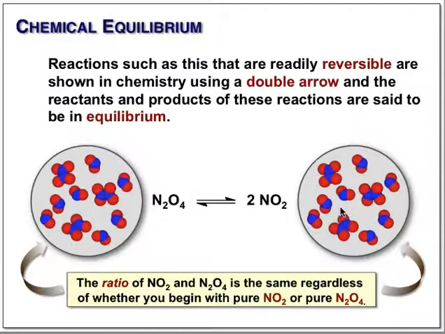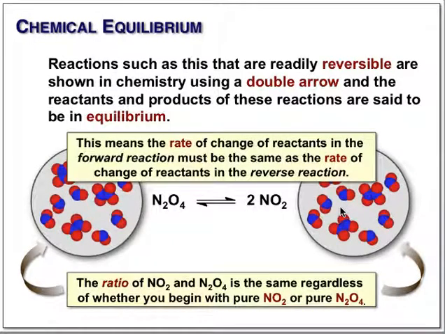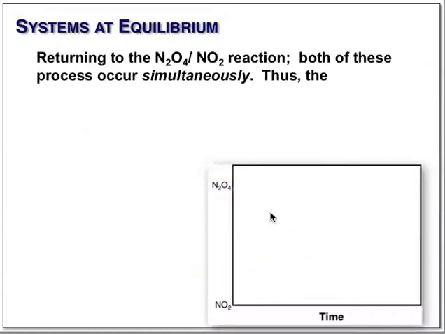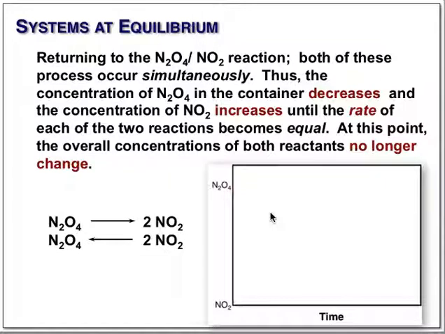Now that means that when we're at equilibrium, the rate of change of our reactants and the rate of change of our products has to be zero so that we have a constant ratio regardless which way we start the reaction. Now we can show this better perhaps with this simple plot.